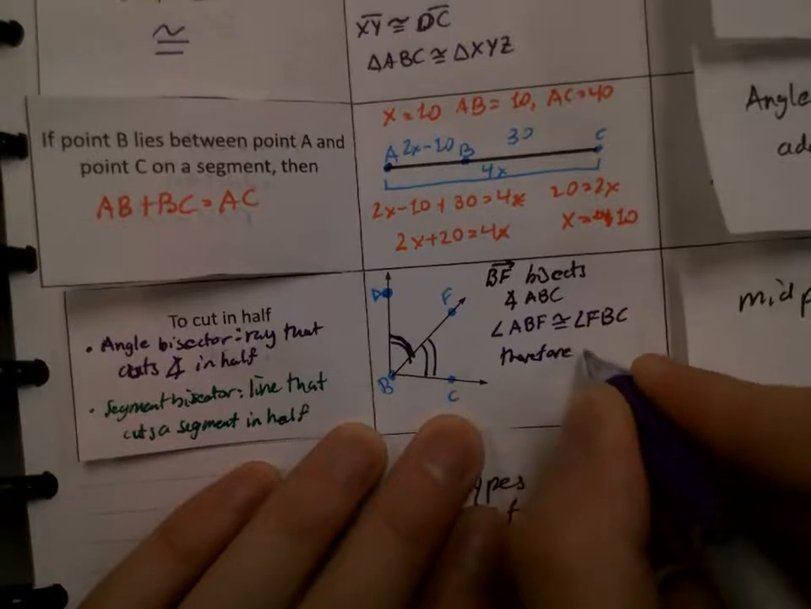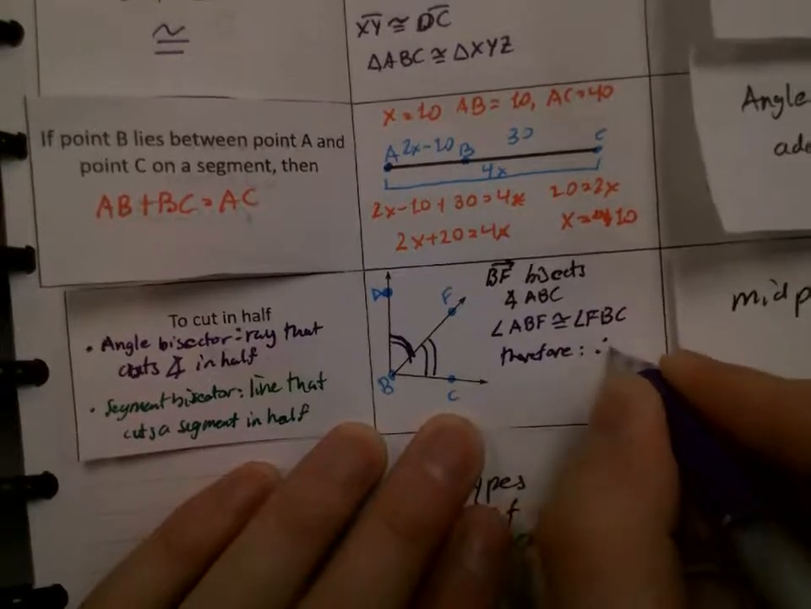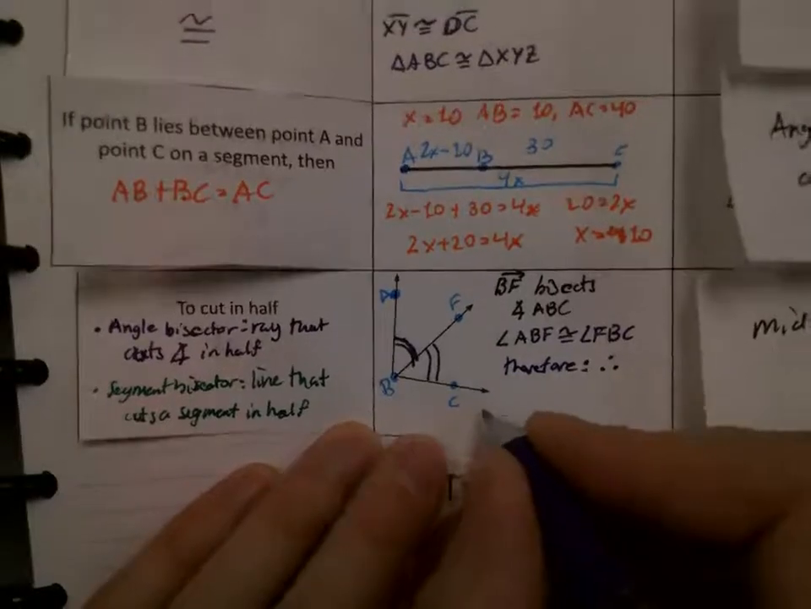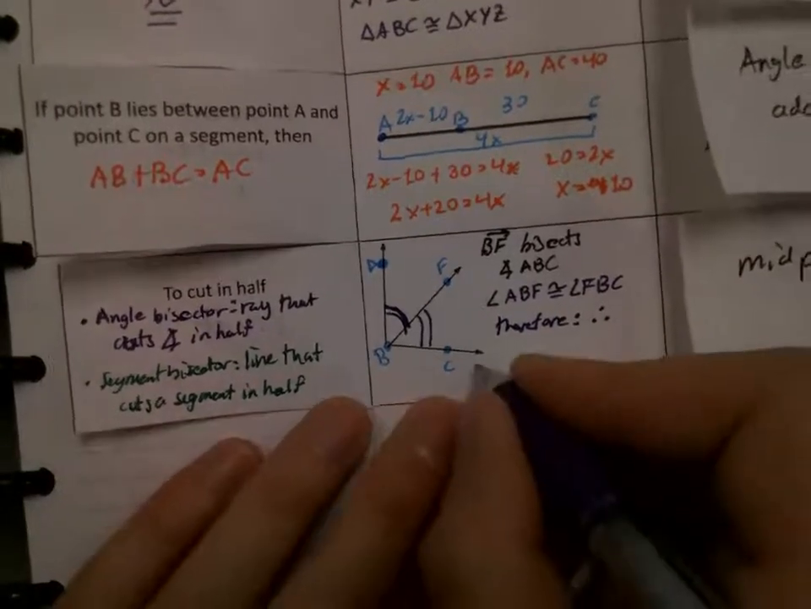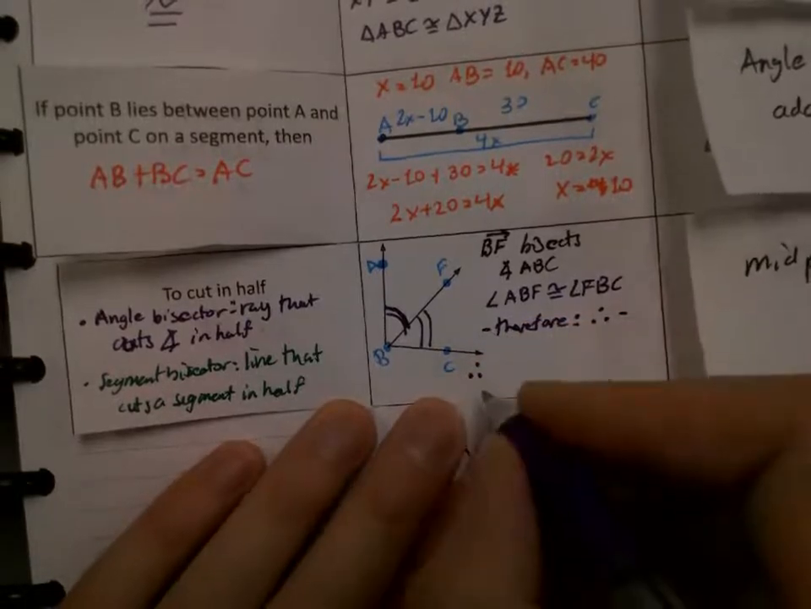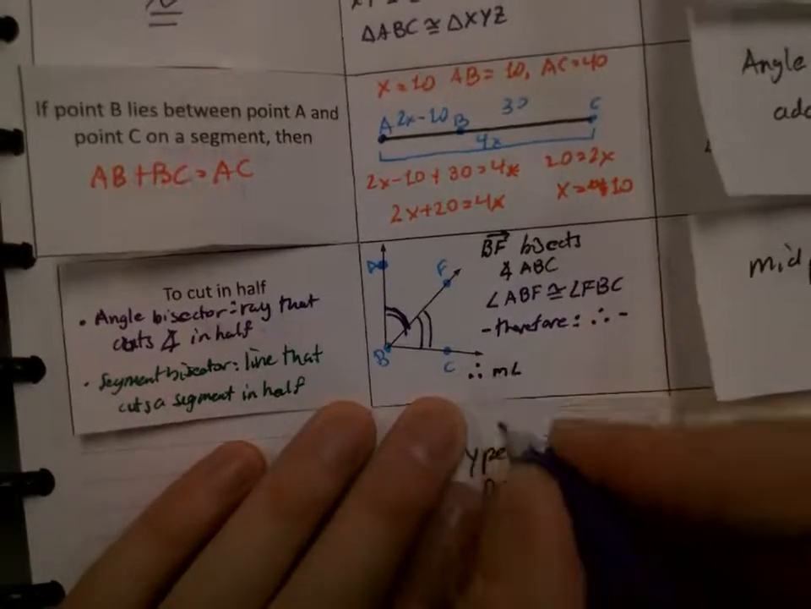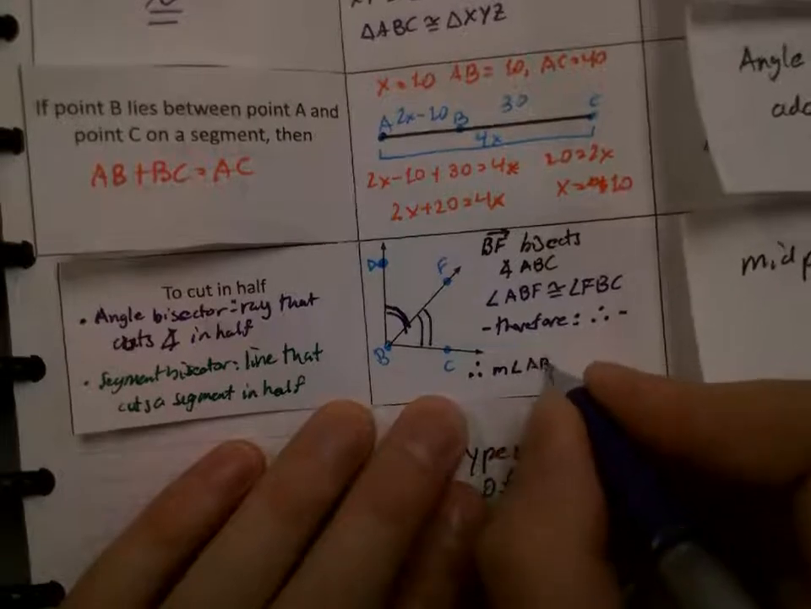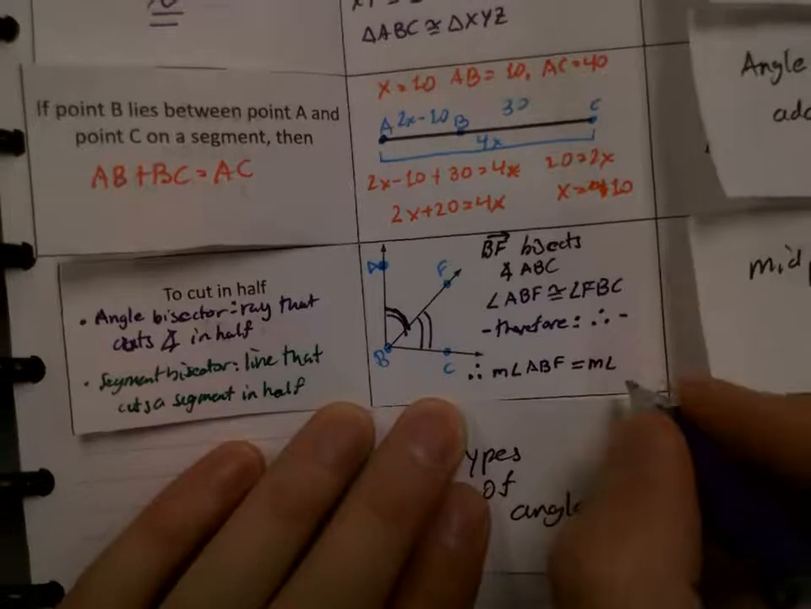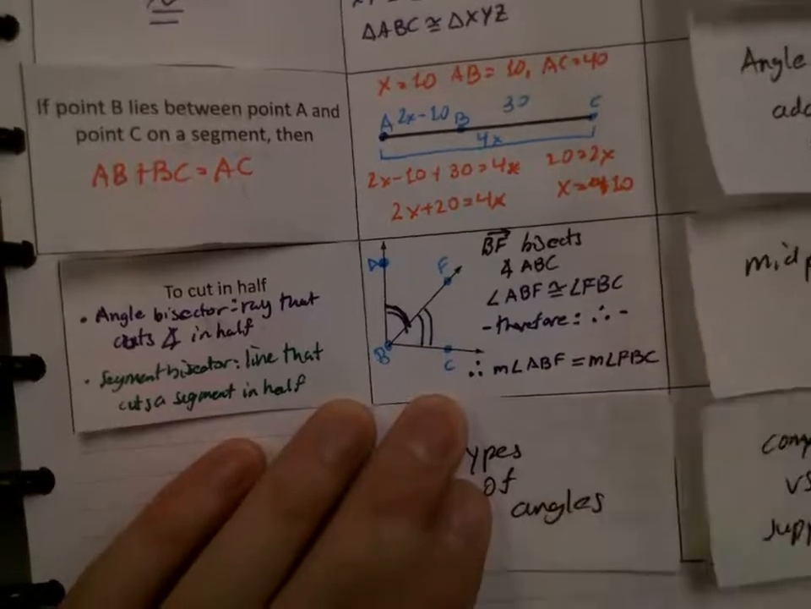Therefore, three dots in triangular fashion, just an old habit of mine, you would make the following statement at the bottom: the measurement of angle ABF is equal, not congruent, to the measurement of angle FBC.